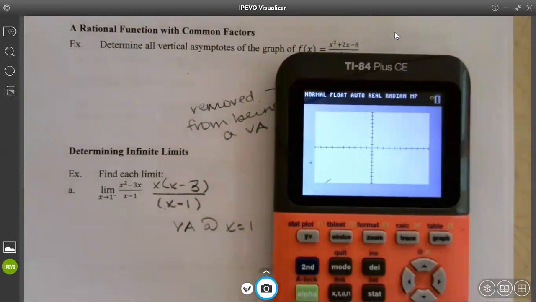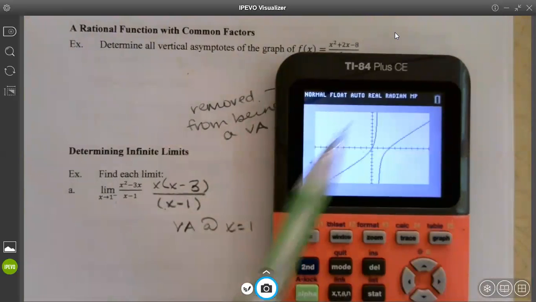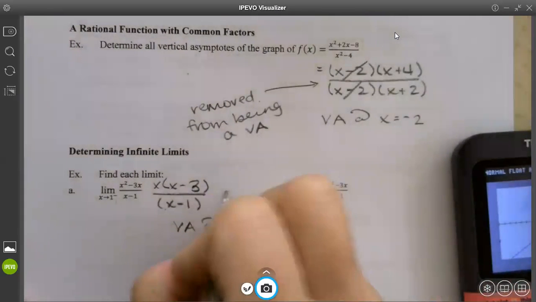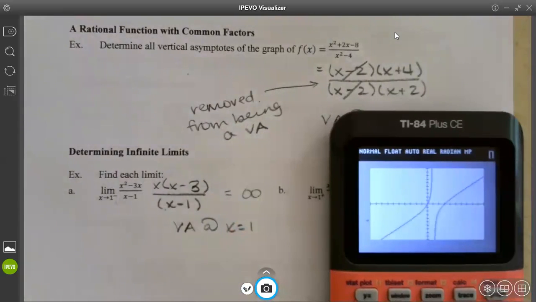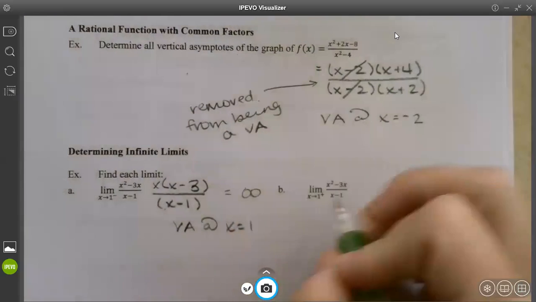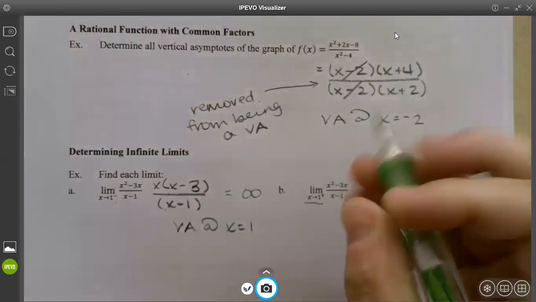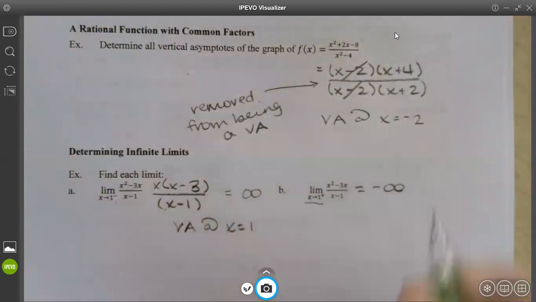Graph it. We're looking at the limit from which side? The left. So here's the left side. What's happening? So the limit is positive infinity. What about from the right? We're not doing it, but we're about to. What happens from the right? When you trace it, it drops down to negative infinity. So this one, that's the only thing it did is it changed it to the right. It's going to be negative infinity.